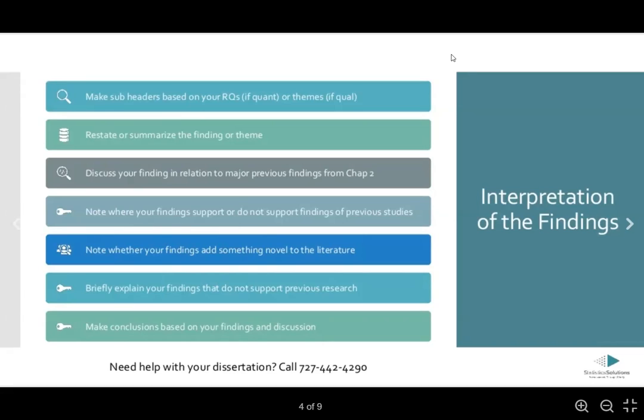And you'll want to do that for each research question if it's quantitative, or each theme if you're doing a qualitative study. So this should really be sectioned out by each of those things.